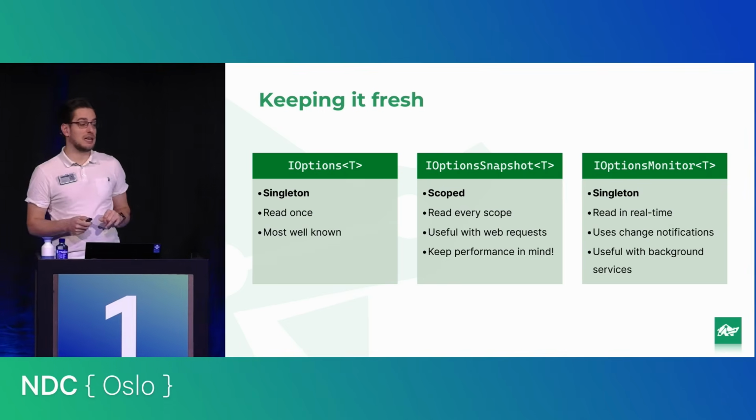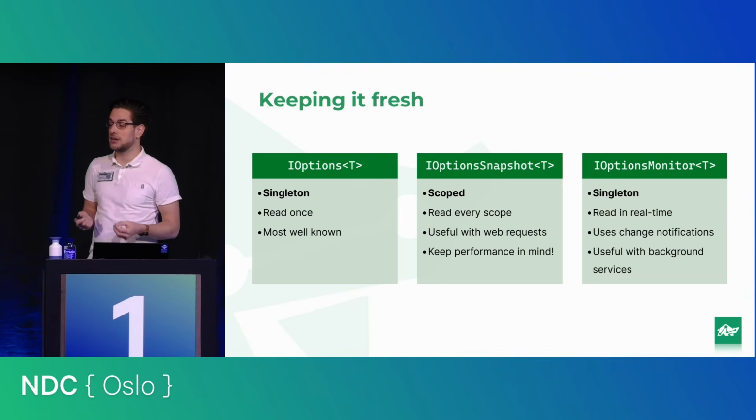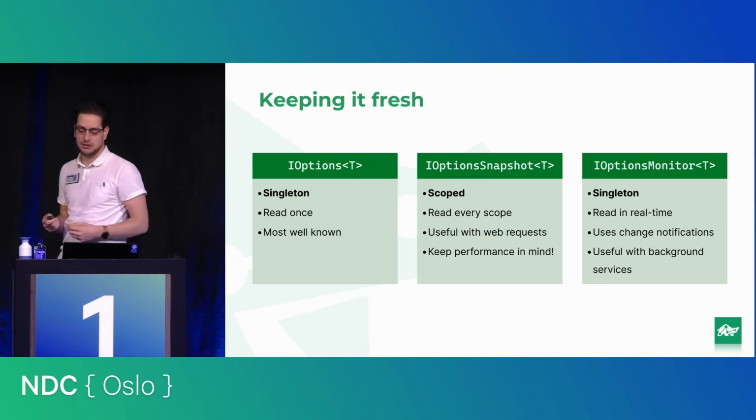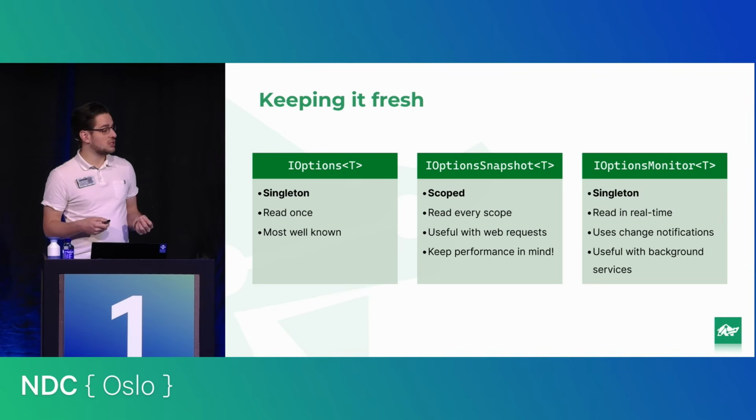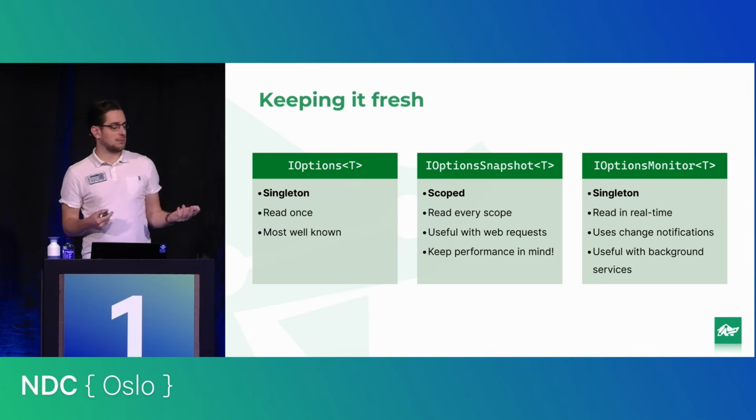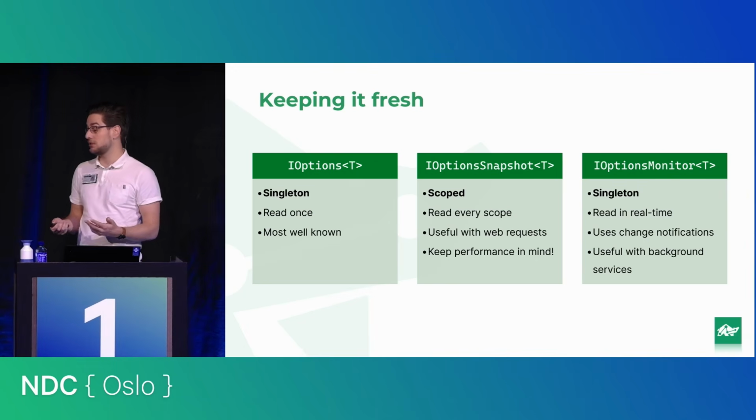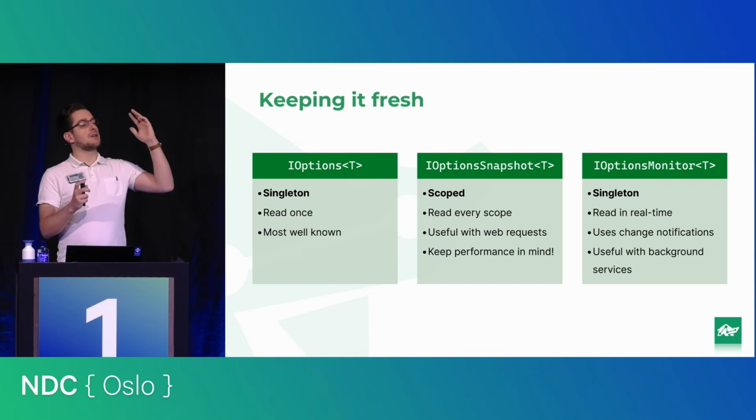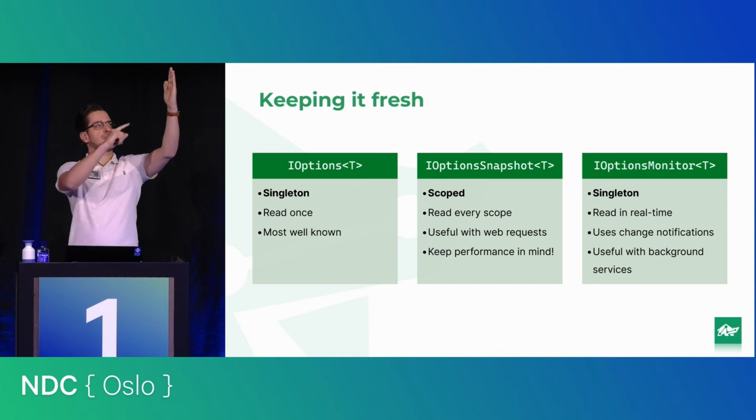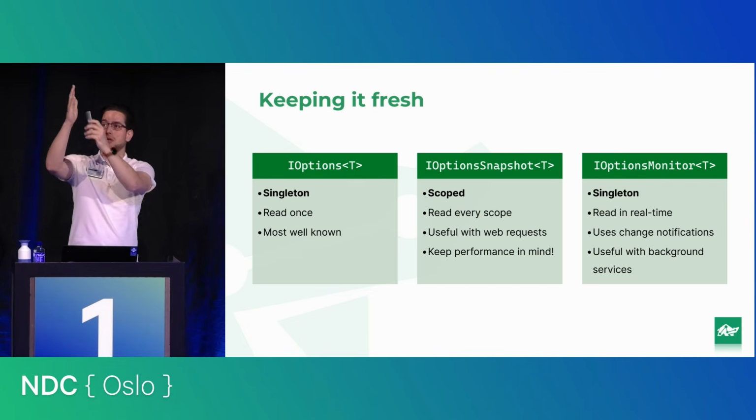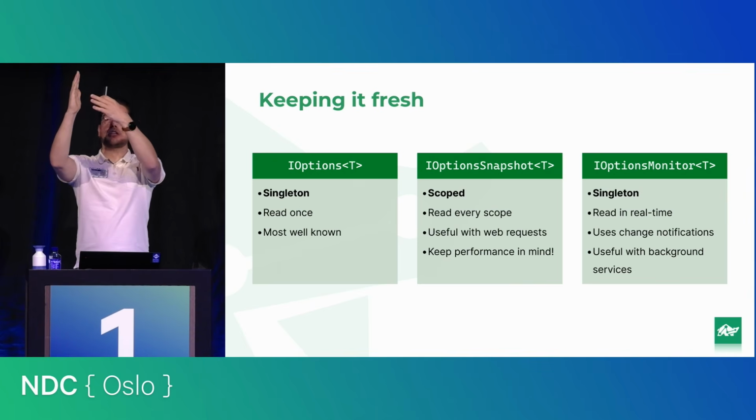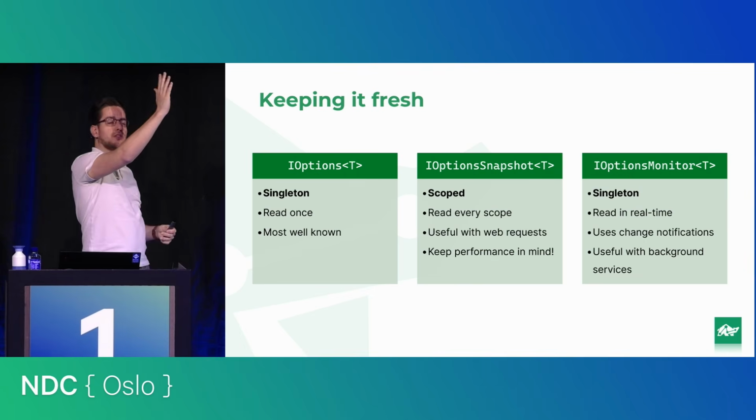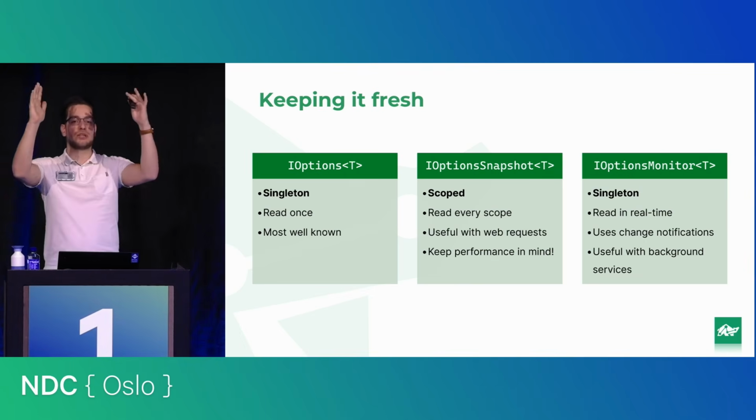So IOptions will not allow you to do that because it's a singleton and it reads once, it cached the initial value. If you want this, you can use IOptionsSnapshot. This is a scoped service and this will read every scope. The most popular example of a scope is, for example, an HTTP request in ASP.NET Core. So when we inject an IOptionsSnapshot at the beginning of the request and we read configuration, during the request it might change, but even during the entire request, we will always get the exact same value back because it is consistent for that entire scope.